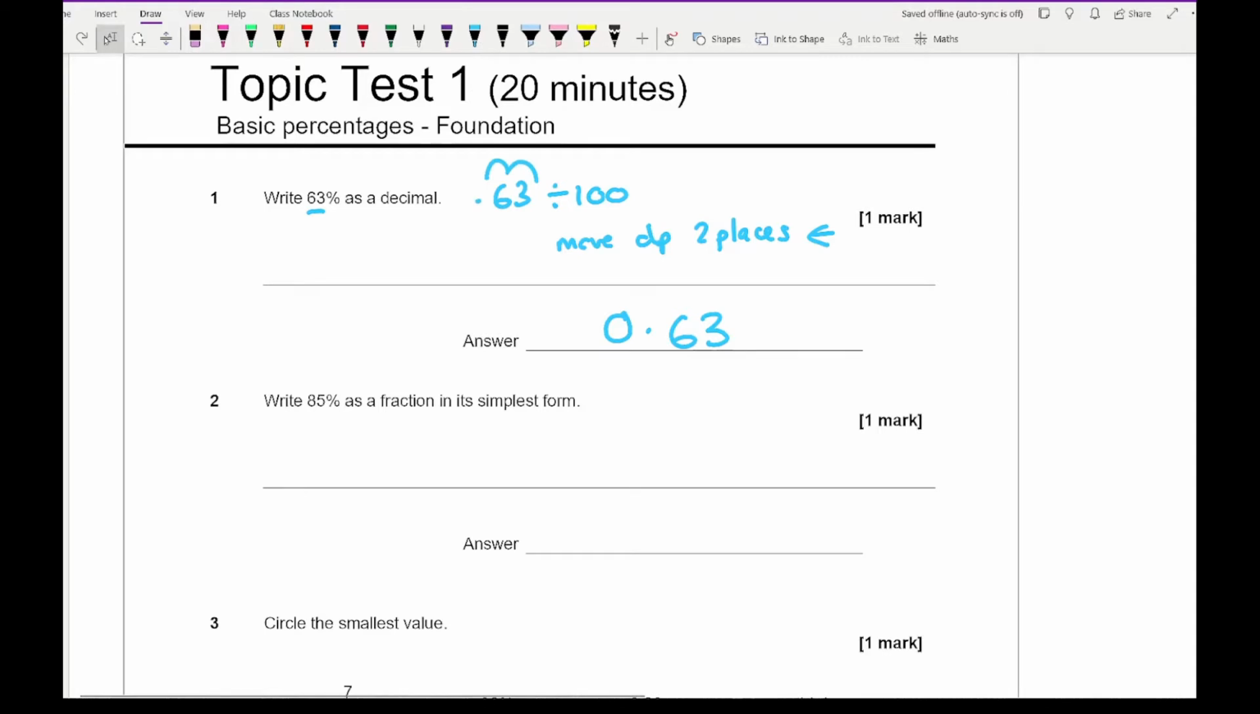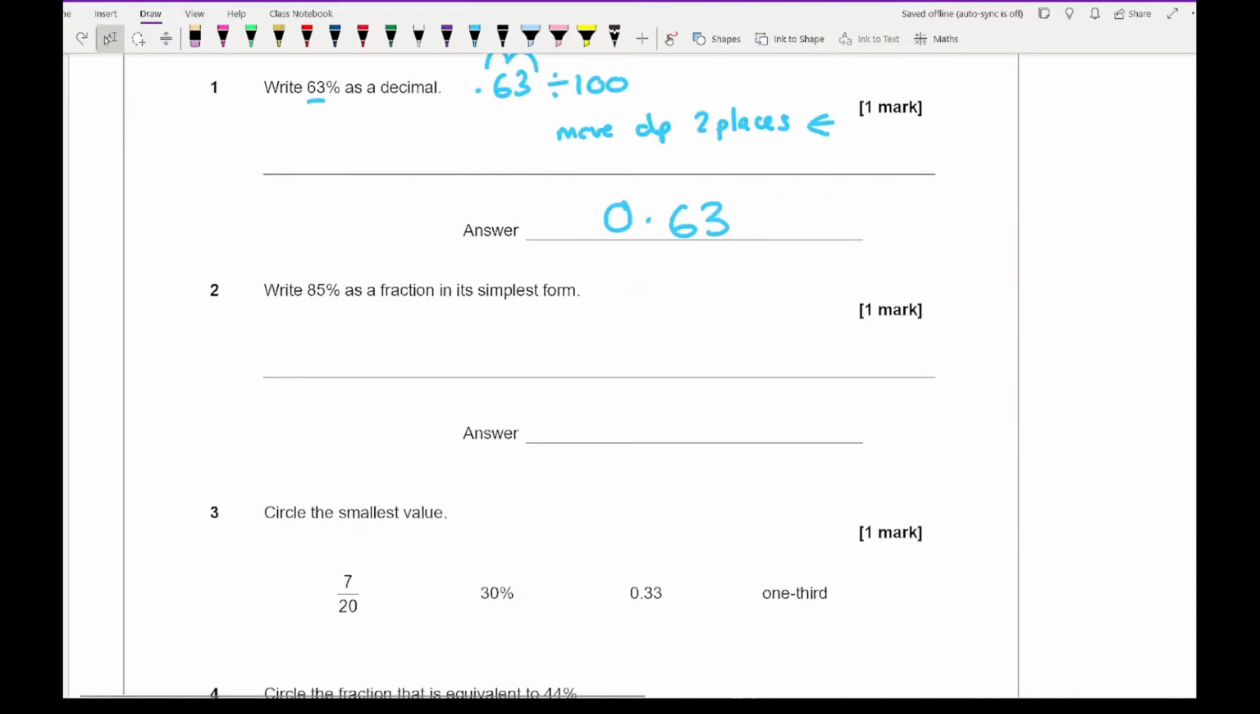Then looking at question 2, it says write 85% as a fraction in its simplest form. So we take the percentage 85 and we write it over 100, and then we just want to simplify each of these. So we think to ourselves, okay, what goes into 85 and 100? Well, it's going to be 5. So 85 divided by 5 gives me 17. 100 divided by 5 gives me 20, and that can't be simplified, so it's going to be 17 over 20.